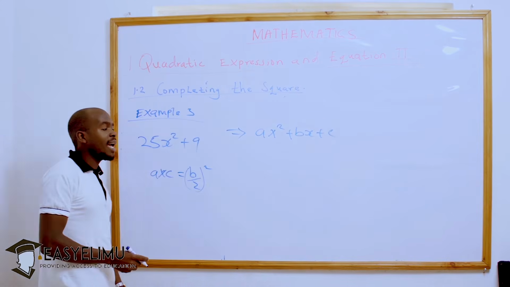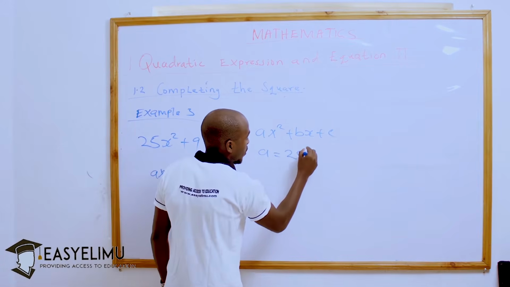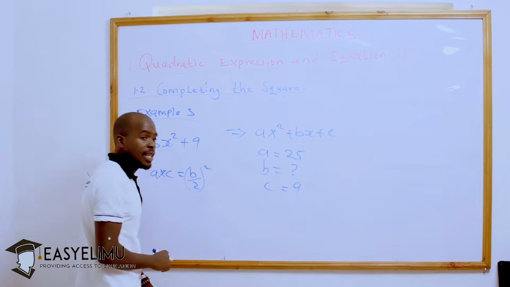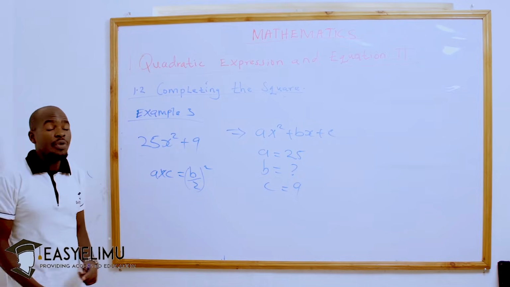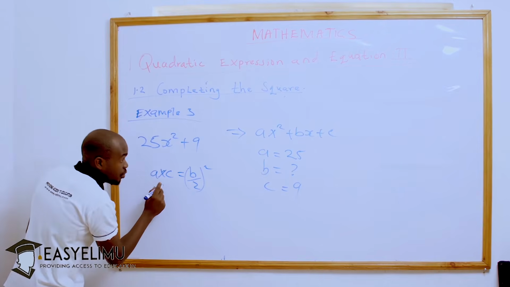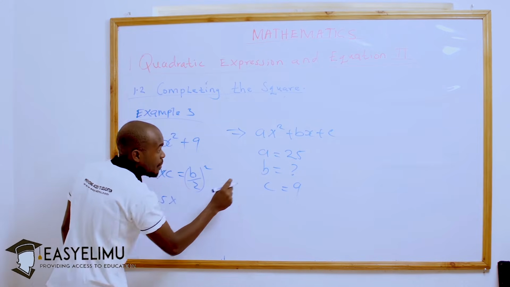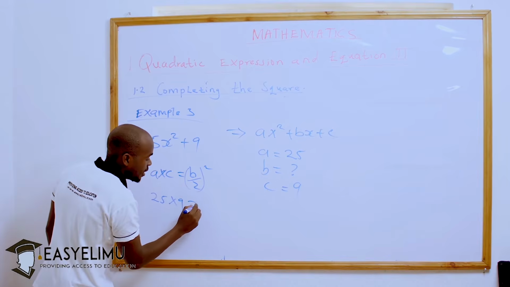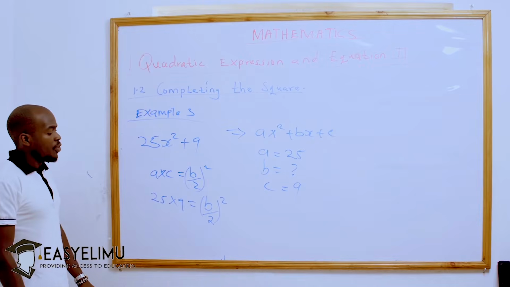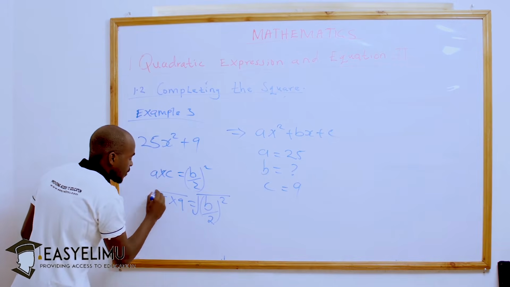We can clearly say that the value of a here is 25. The value of b we don't know, but the value of c we are being provided with, and it is 9. From this we can identify the value of b. We shall say that a is 25, we multiply by c, which is 9, and that should be equal to b over 2 squared. So if we need to find what is in the bracket, we shall find the square root on both sides.